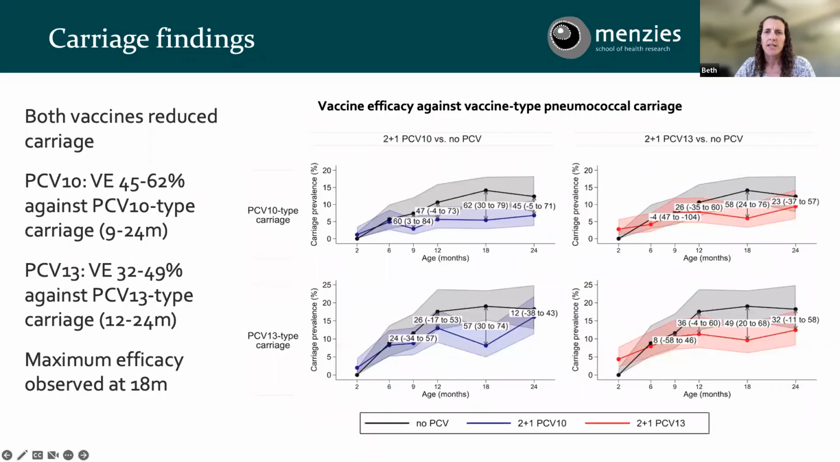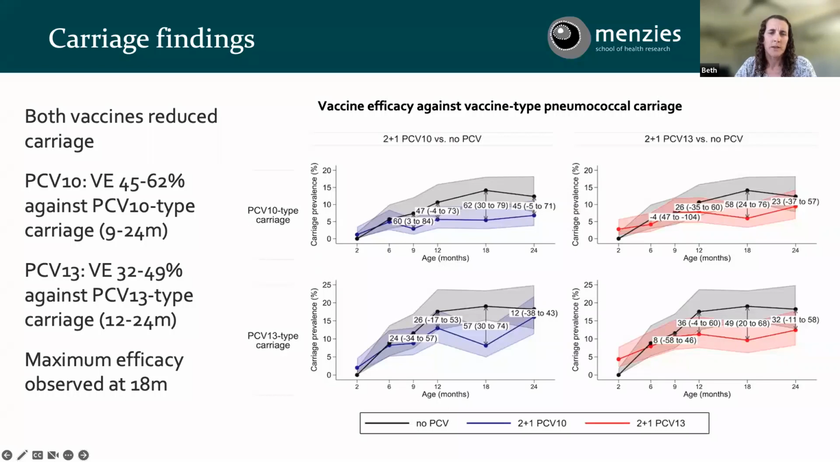Now, the carriage findings. This graph shows the carriage prevalence and the vaccine efficacy against carriage over time. The lines represent the carriage prevalence, and the shaded bands show the 95% confidence intervals. And the text there is the reduction in carriage prevalence compared with unvaccinated controls, or the vaccine efficacy against carriage.